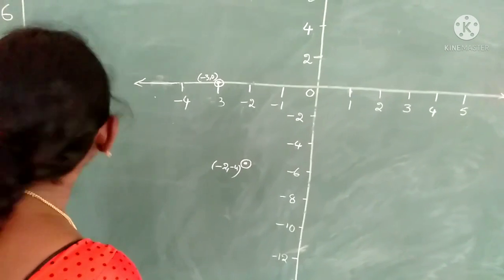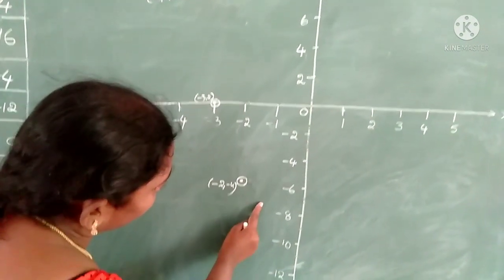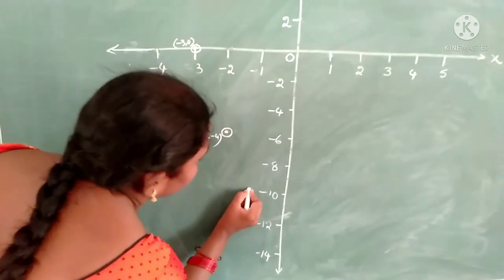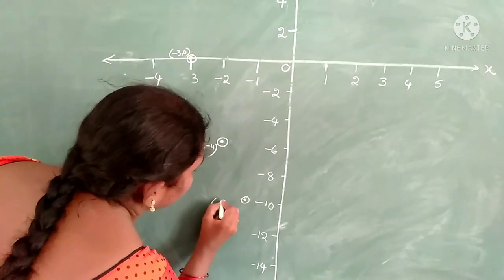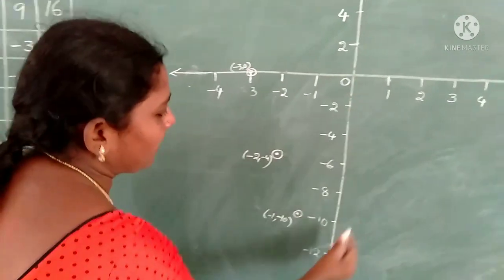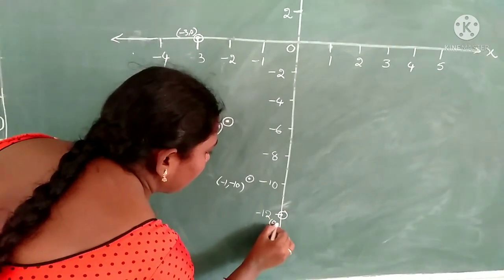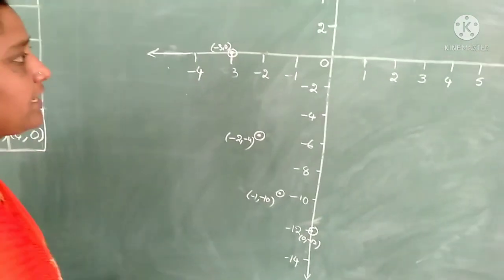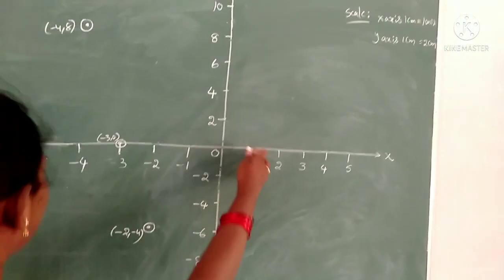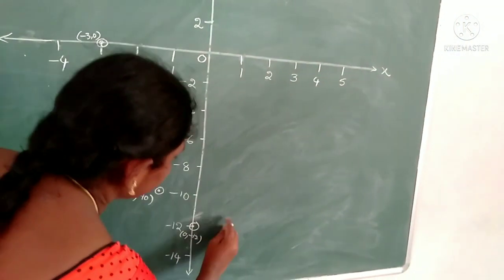Next point minus 1 comma minus 10. So this is minus 1 comma minus 10. Next one, 0 comma minus 12. Next one, 1 comma minus 12.